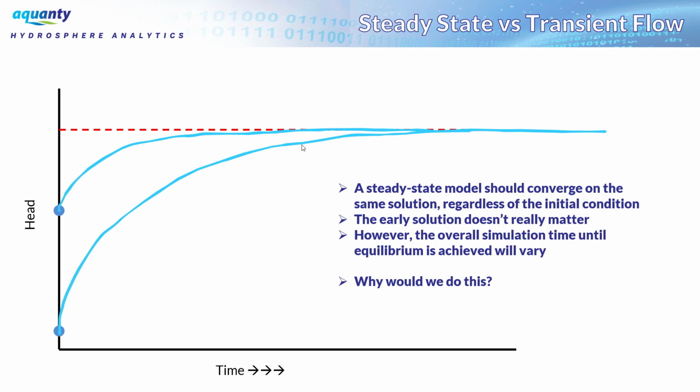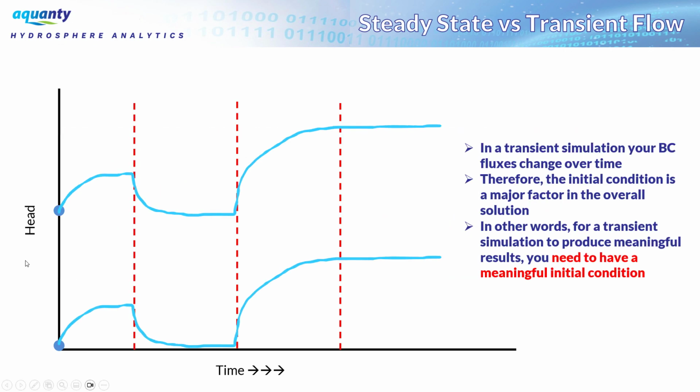Whenever you run a transient model solution, and what I mean again by transient is essentially your boundary condition fluxes are changing over time, the initial condition becomes much, much more important, because the frequency at which those boundary conditions actually change might make it so that the actual head distribution is going to be different if you change your initial condition. So in the image here on the left, we've got some boundary condition, maybe a pumping well turning on, turning off, etc.